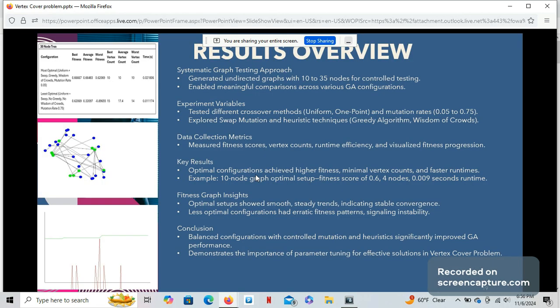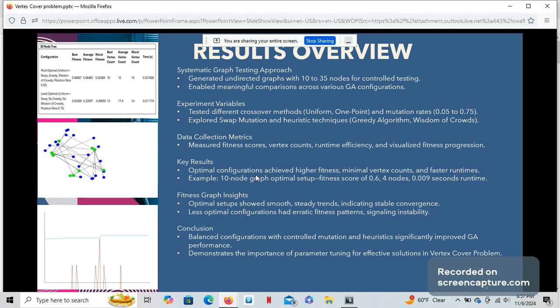So, a quick overview of the results. To ensure reliable testing for the genetic algorithm, I utilized a systematic approach to create undirected graphs ranging from 10 to 35 nodes. Each graph allowed me to test different genetic algorithm configurations under controlled conditions, which made it possible to draw meaningful comparisons about each configuration's efficiency and effectiveness in solving the vertex cover problem.